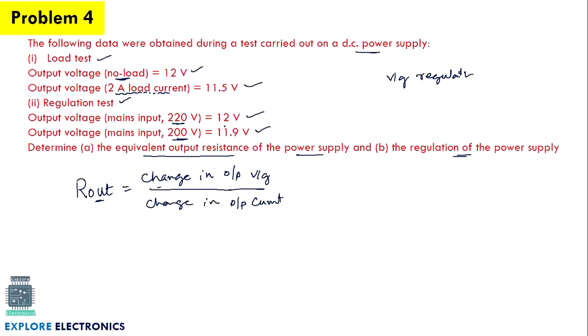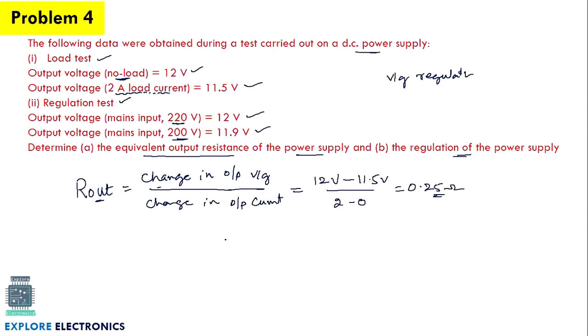That's why we need to take it as change in output voltage to change in output current. It is 12 volts at starting when there is no load. When the current of 2 amperes comes into picture, it is changed to 11.5. That's why it is 12 volts minus 11.5 volts divided by the current change from 2 to 0, right? So it is 0.25 ohms.